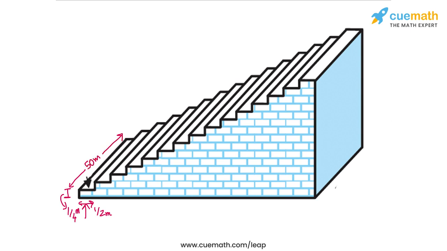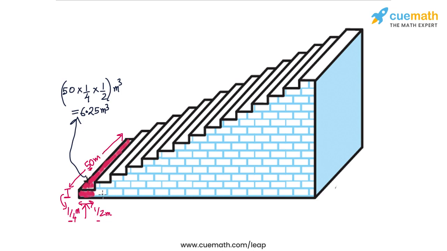So if you imagine just this first step, this basically forms a cuboidal structure with the dimensions 50 meters, 1/4 meters and 1/2 meters. So the amount of concrete just to build this first step will be 50 into 1/4 into 1/2, these many meter cube. So 50 into 1/4 into 1/2 is 50 into 1/8 or 6.25. So 6.25 meter cube is the volume of concrete that will be required to build the first step.